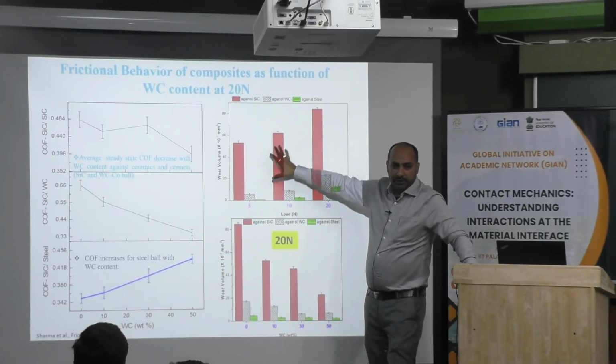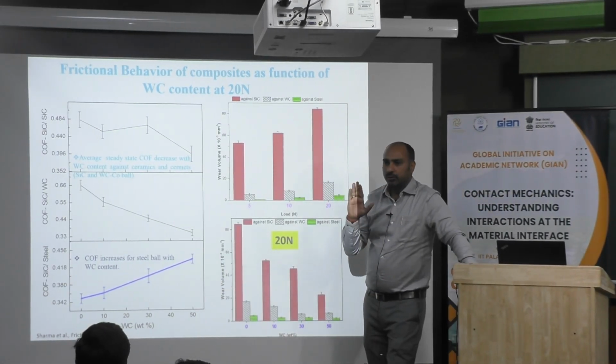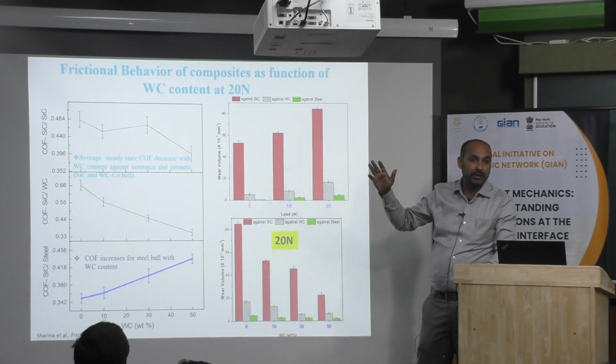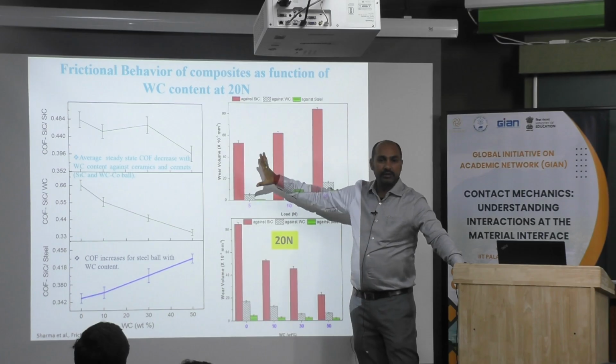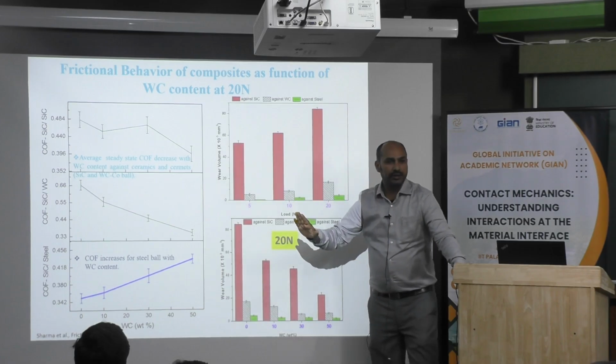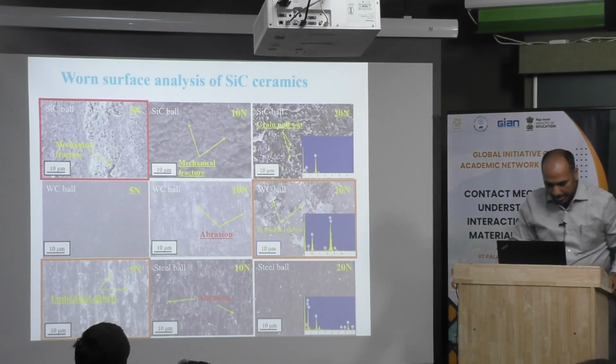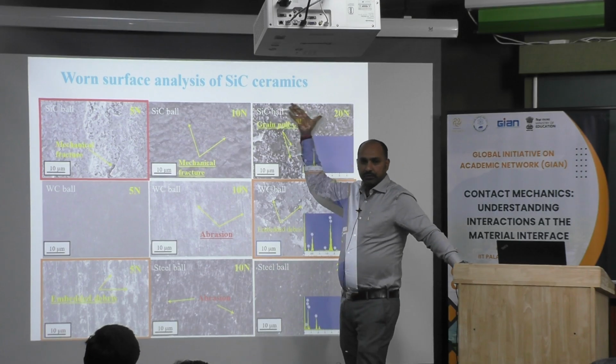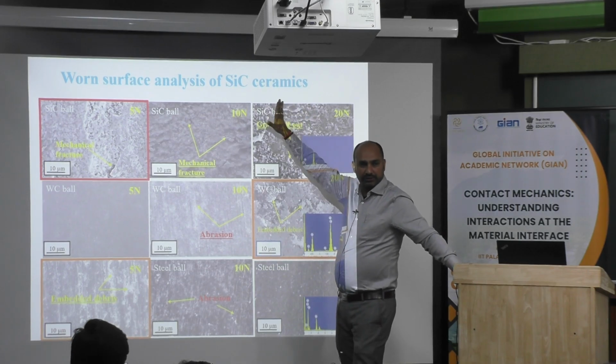So that reflects here. Friction is not at all related to wear. Friction is entirely different: we get the highest friction for cermet, but the highest wear for silicon carbide. So it is not at all related. Then we tried to analyze the surface. What we found here is for silicon carbide ceramic. Be focused, it is not for tungsten carbide incorporation.